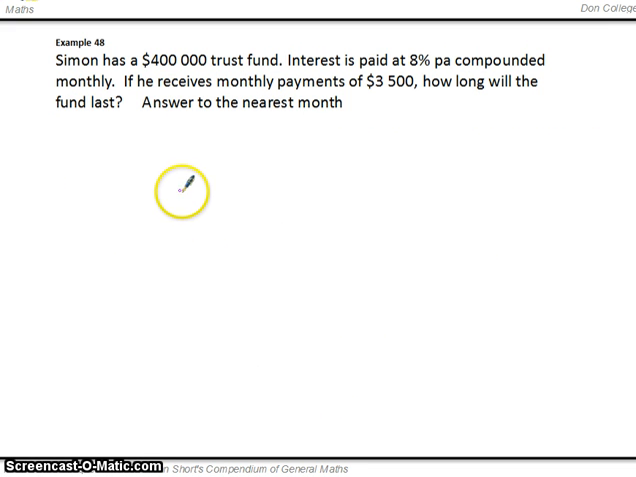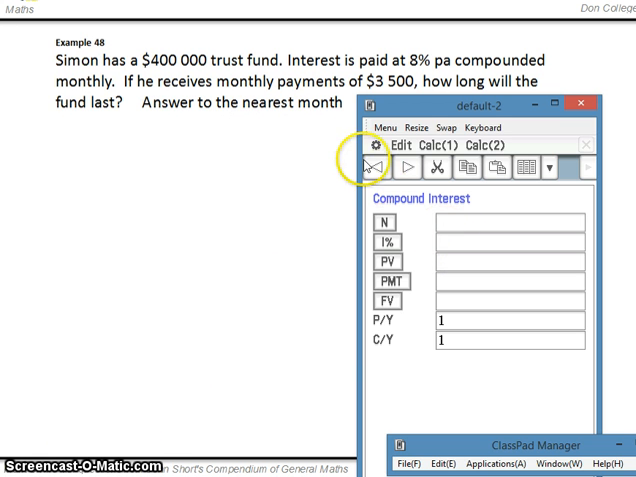Okay, here's a different example. Simon has a $400,000 trust fund. Lucky Simon. Interest is paid at 8% per annum, compounded monthly. If he receives a monthly payment of $3,500, how long will the fund last? Again, we could solve this algebraically. It doesn't state to do it algebraically, so we'll use the calculator this time. Okay, so the question is how long. So we're trying to find N.